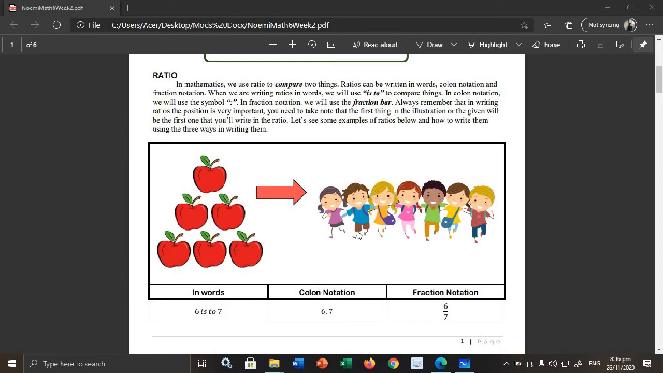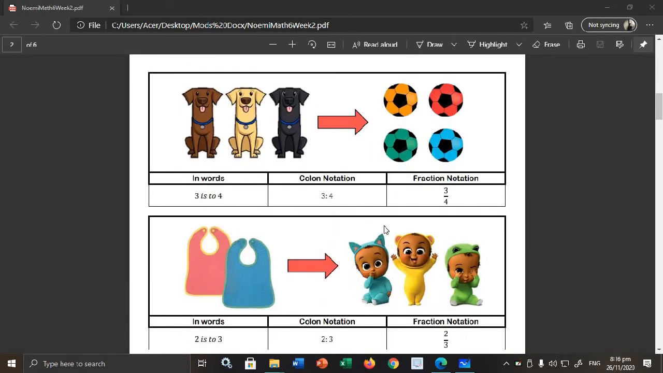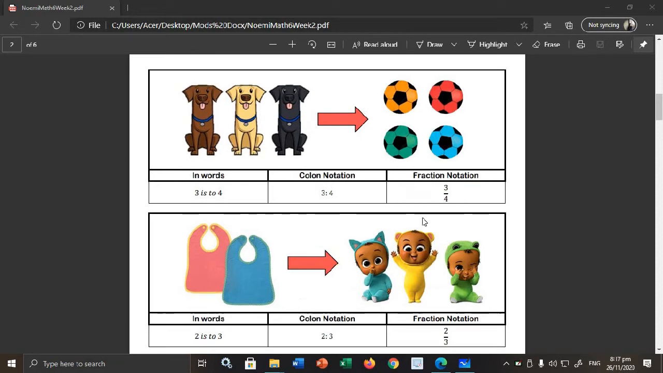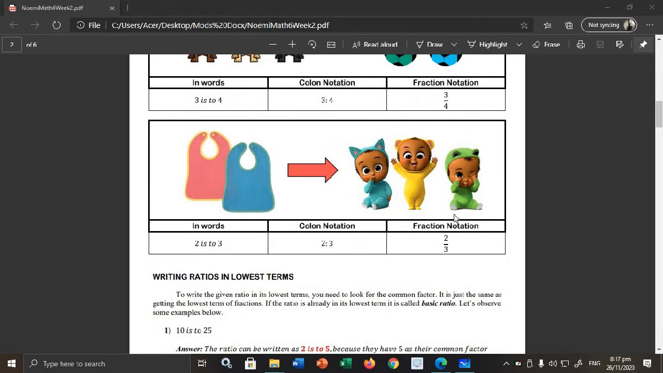I have some more examples in your module. So 3:4 balls. 3 dogs is to 4 balls, or 3 is to 4 in words when you write that ratio in words. And when you write it in colon notation, it will become like this. And then in fraction notation, as well as this example.